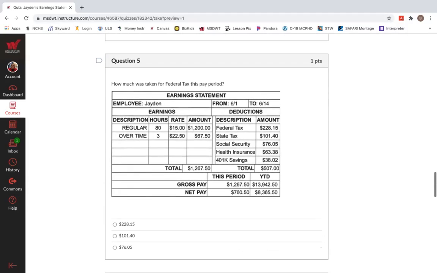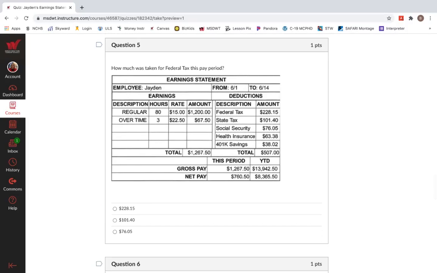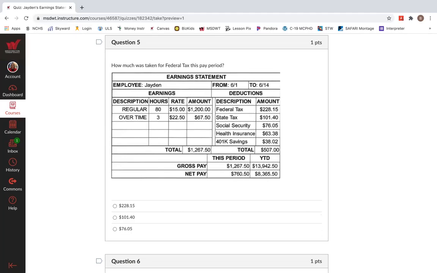Question 5, how much was taken for federal tax this pay period? So you got to find a deduction because that's a taken out. A deduction, federal tax deduction. How much was that this pay period? $228.15, $101.40, $76.05. How much was taken for federal tax?